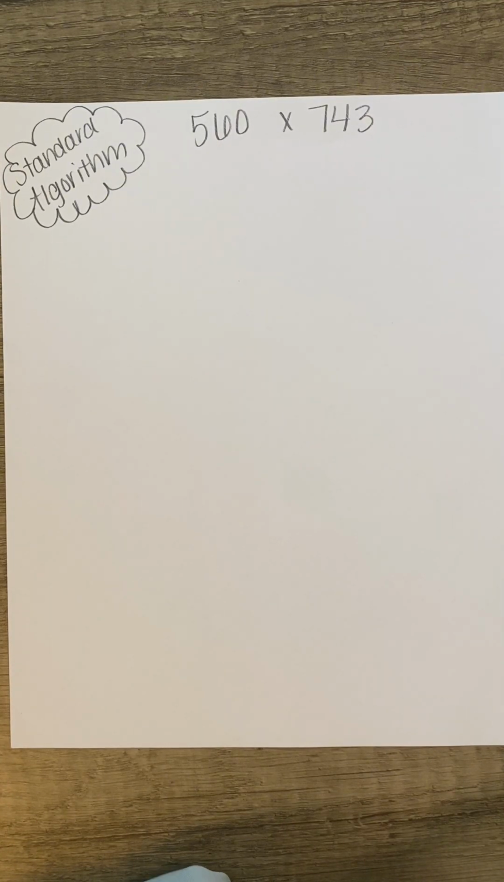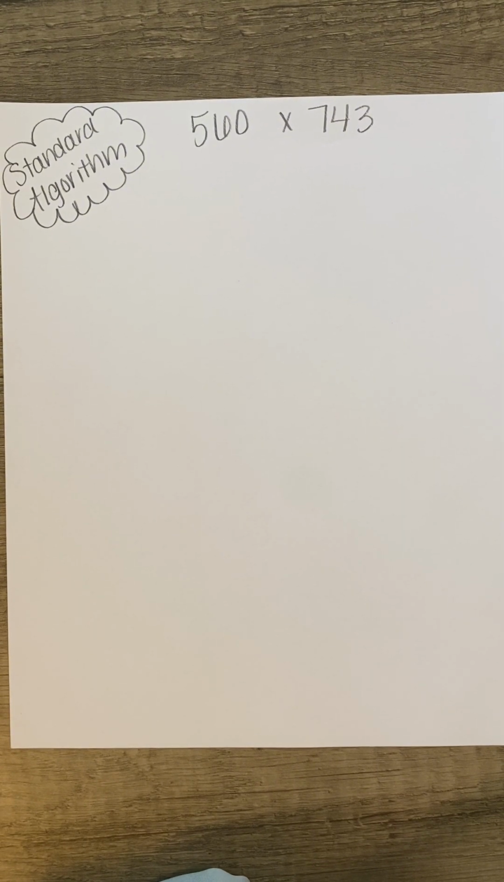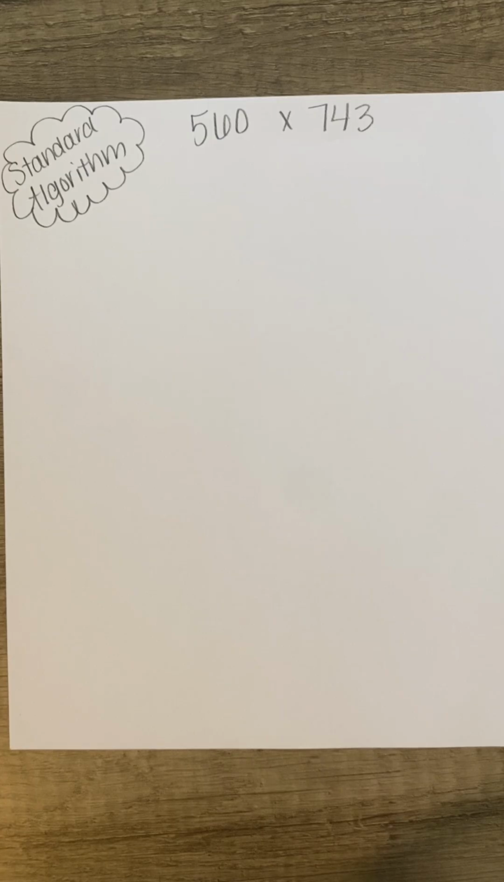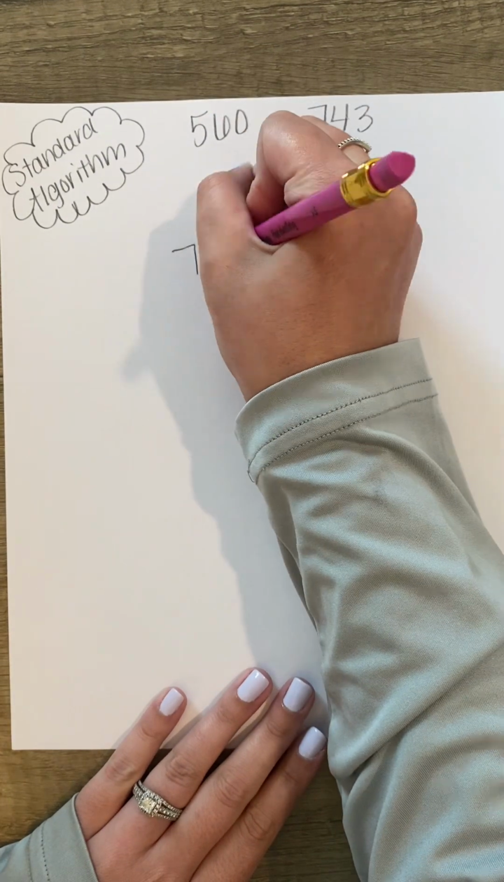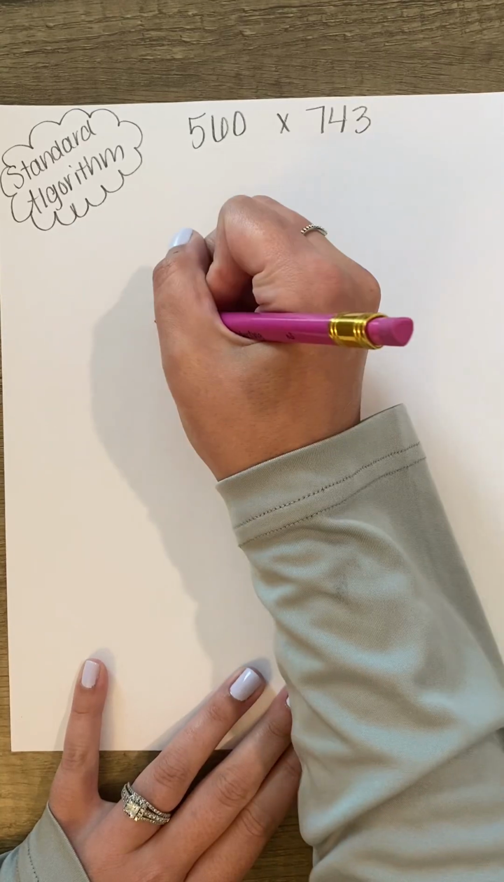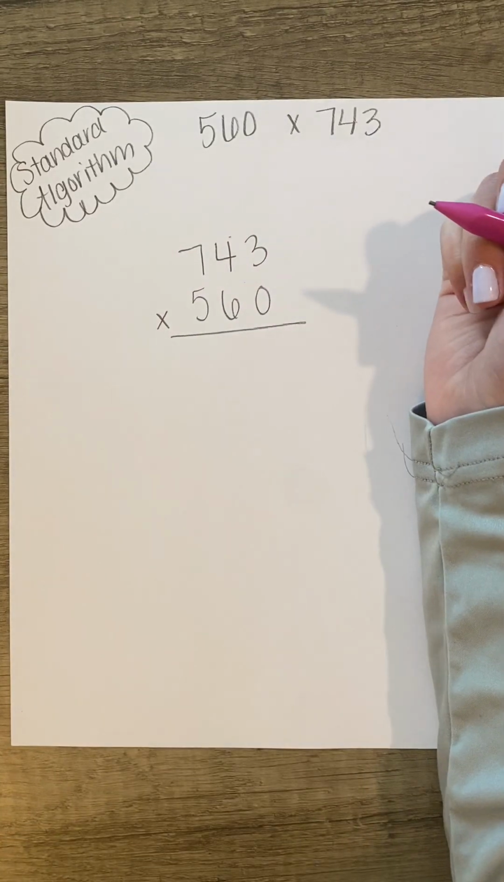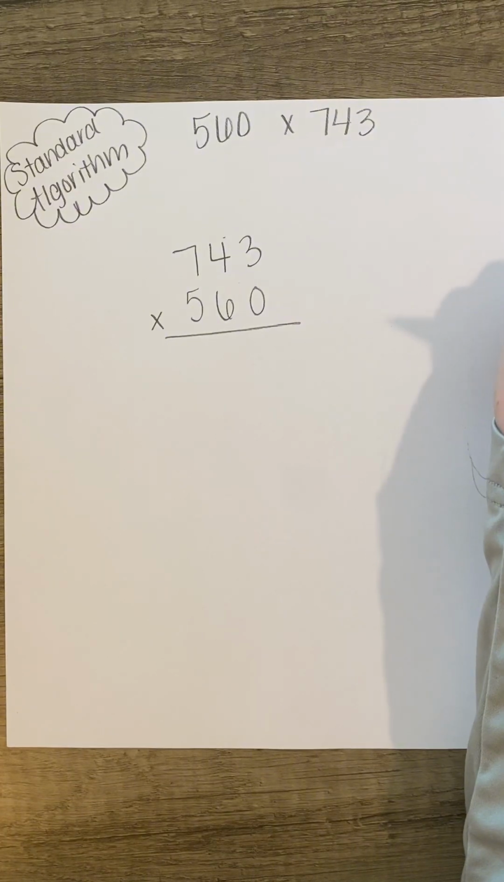So I tell my students to start with the number with the most digits with standard algorithm, not the one that's bigger, the one that has more digits. So these both have 3, so it doesn't really matter which one goes on top, but I like to keep them in the habit of putting the bigger one on top, so we will do 743 on top. And then 560 down below. Make sure that your ones place, your tens place, and your hundreds place are lined up.